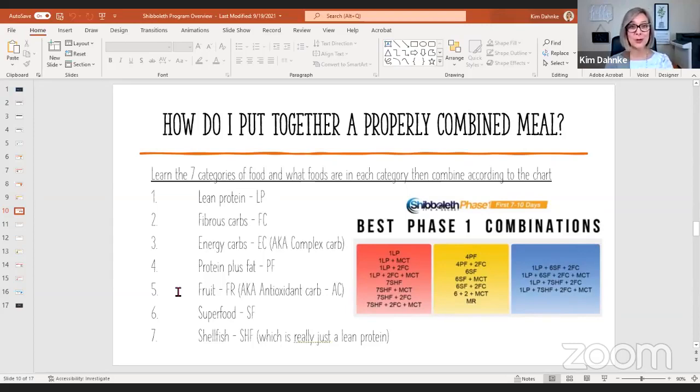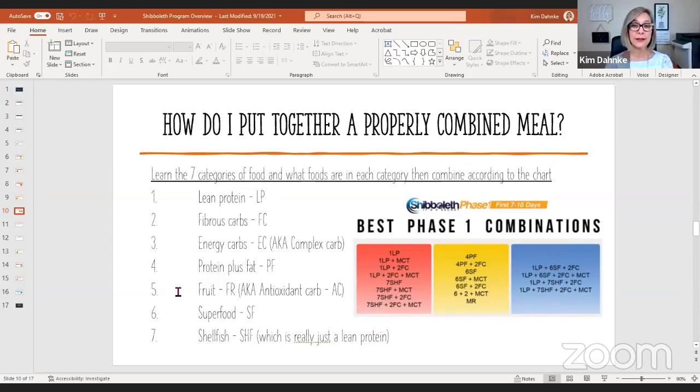But your energy carbs on a perfect day, whether you are in weight loss mode or maintenance mode, need to be combined with a lean protein and a fibrous carb. So my suggestion to you would be to create your favorites lists.